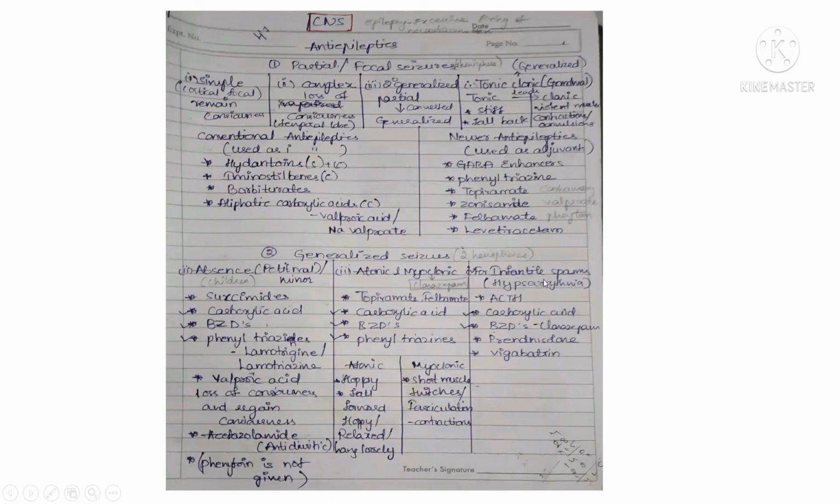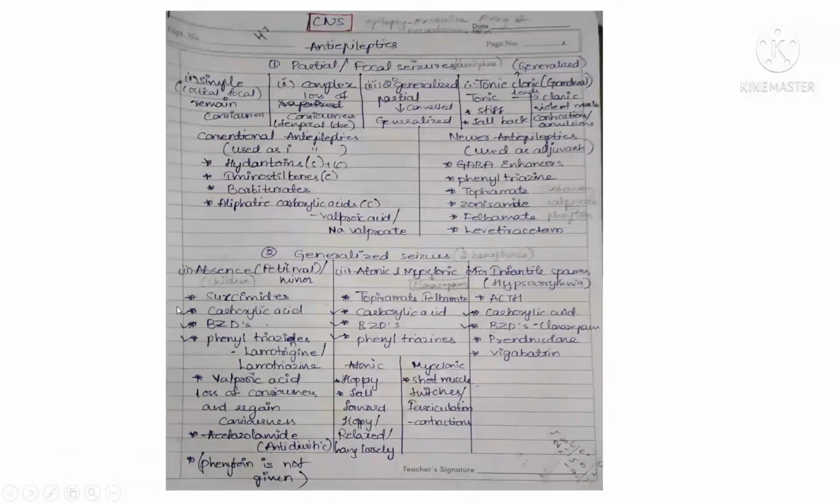And for infantile spasms, also called hypsarrhythmia, we use carboxylic acids, benzodiazepines, nothing but clonazepam, and prednisolone and vigabatrin. These are the drugs used to treat infantile spasms.